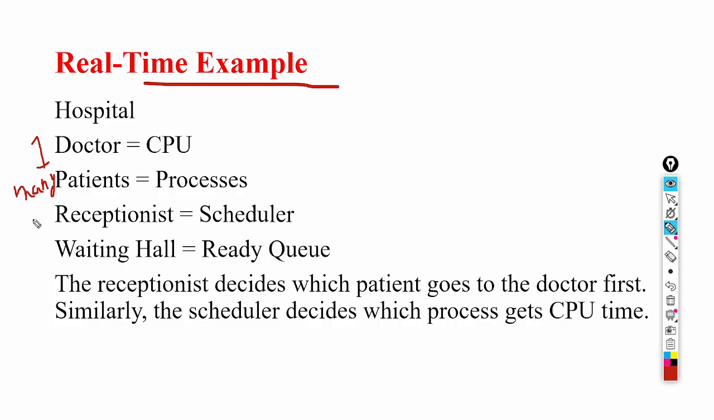Similarly, the scheduler decides which process gets CPU time. Here, who plays the main role? The doctor. So here, the main role is the CPU. We want to meet the CPU. In place of patients, we are discussing processes. Which process will meet the CPU first? The receptionist is nothing but the scheduler. Again, I am telling you, the receptionist decides which patient goes to the doctor first. Similarly, the scheduler decides which process gets CPU time.